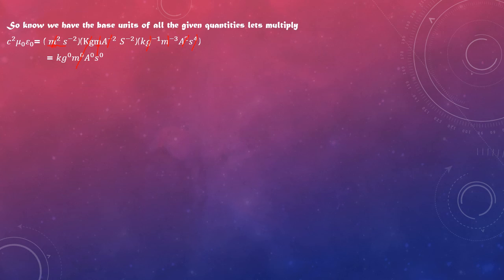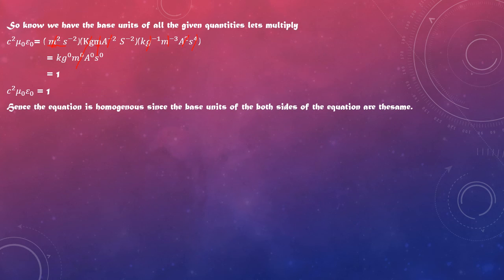Anything to the power 0 in the laws of indices is simply equal to 1. Hence we have proven that the equation is equal to 1. Hence c squared mu naught epsilon naught is equal to 1, as the equation told us to show. Hence the equation is homogeneous since it has justified what we wanted to show. Now they told us to calculate the value of epsilon naught.